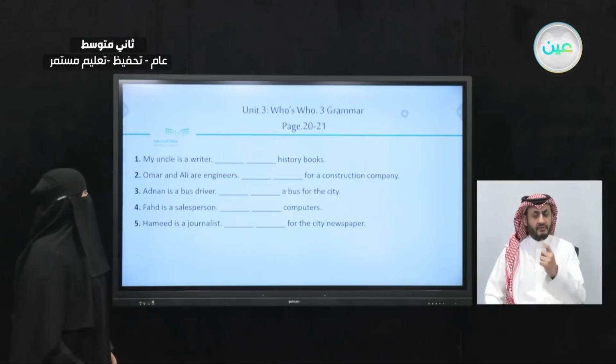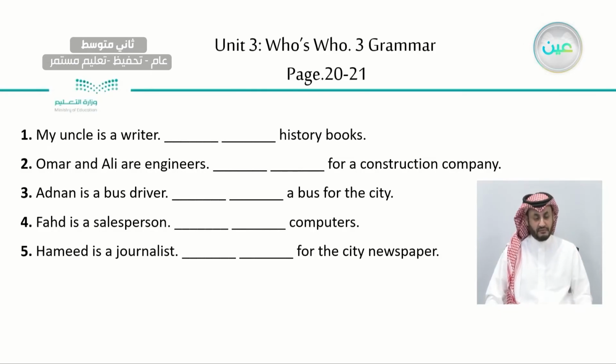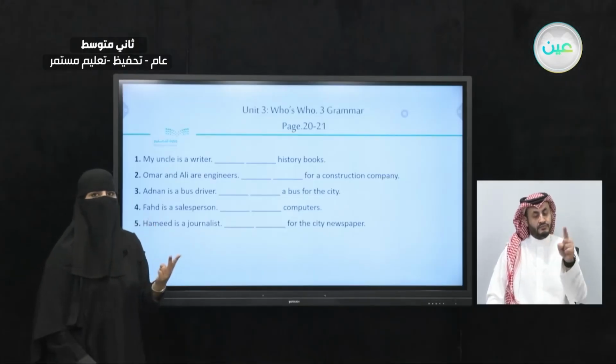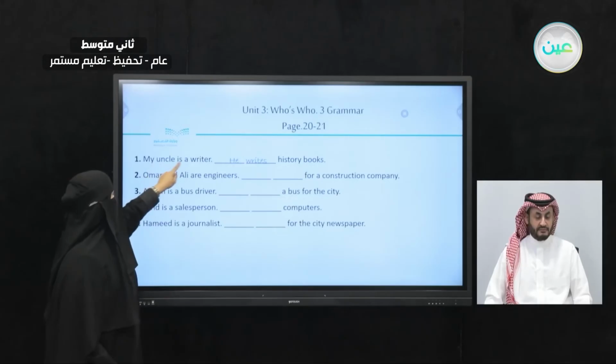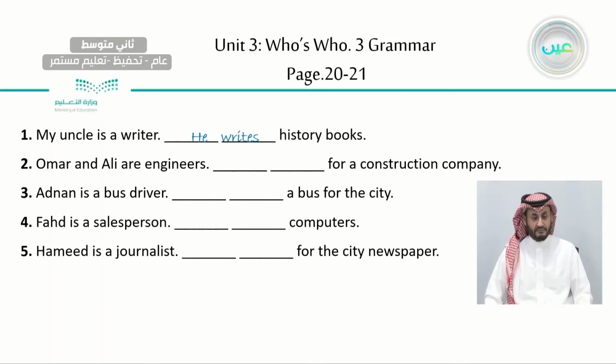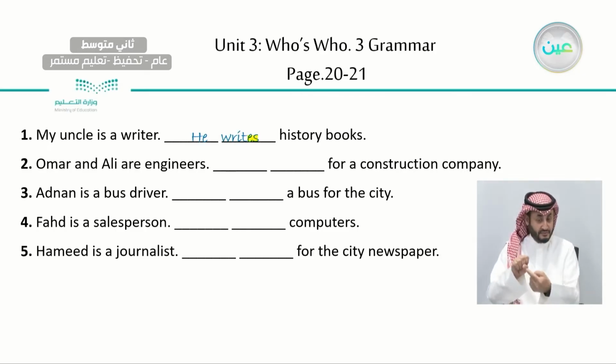What about the other ones here? Let's read number 1. My uncle is a writer. We will add a pronoun, then the verb in the simple present tense: history books. So, my uncle, one person, and he's a male. So we are going to use he. My uncle is a writer. He writes. He writes. See? We added S to the word write. He writes history books.